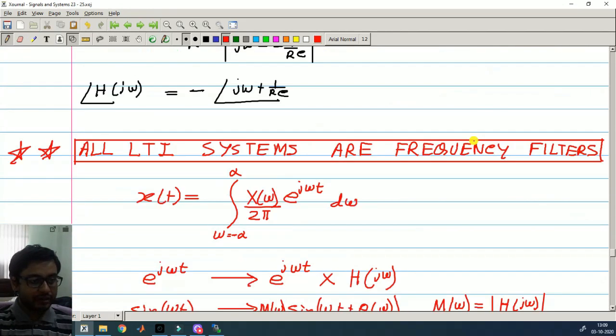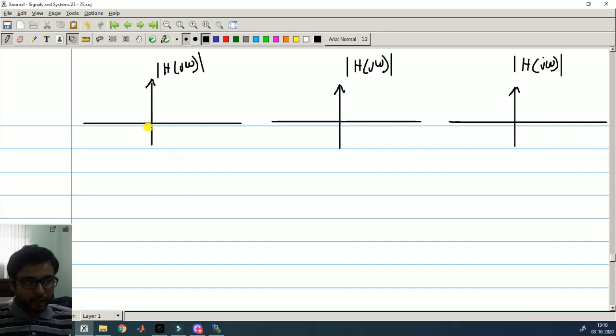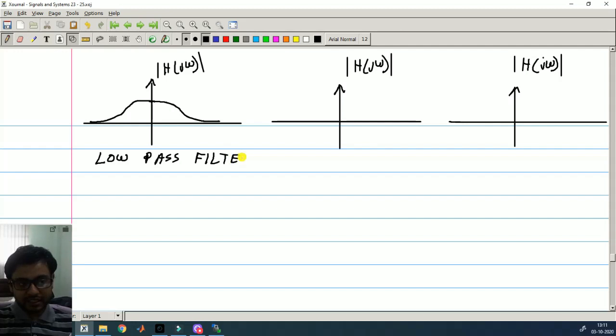So systems are filters. Now let me just tell you some standard terminologies. Suppose you have a system whose magnitude response is like this. It is high for low value of frequency and low for high value of frequency. Then we call it a low pass filter, which passes low frequency from input to output and blocks high frequencies.